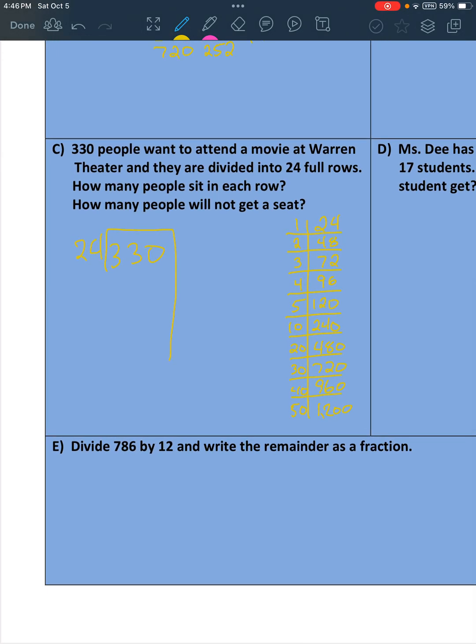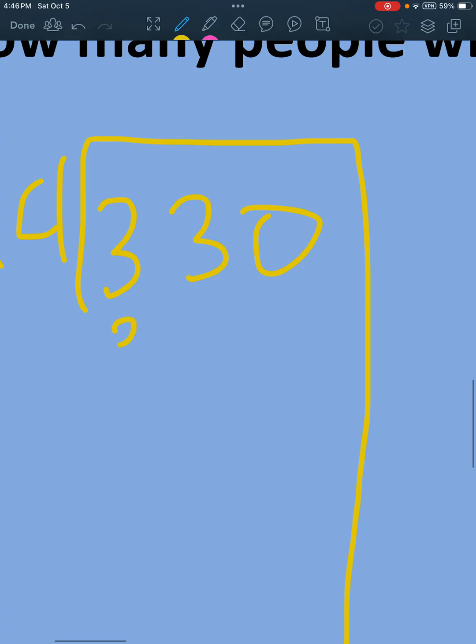Now I know I'm ready to subtract, crossing off what I can't use. I can use the 10, so I'm going to subtract 240, and that's a 10 for my quotient. 0 minus 0 is 0. Bigger bottom, better borrow. This is 2. This is 13. 13 minus 4 is 9.